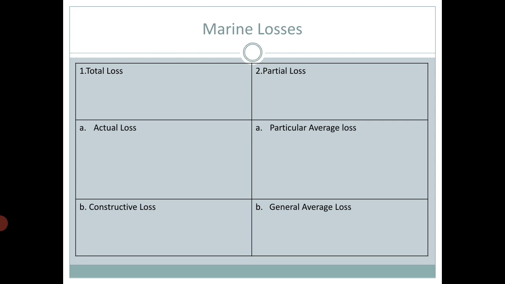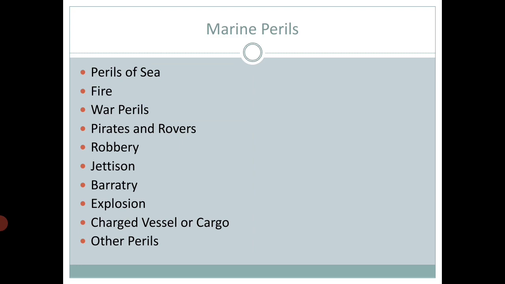The aim of expenditure must be the preservation of the subject matter insured in the common adventure, etc. Then the marine perils. See, in marine insurance, what we do is we take protection against marine perils. So, what are the marine perils?